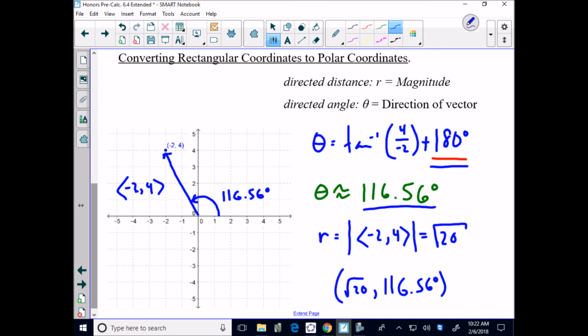And then, of course, the r value is going to be the magnitude of our vector, which is the distance from the origin to our point. So when we get the magnitude, we get square root of 20, and that gives us our polar point as an r value of square root of 20 and a theta of 116.56 degrees.